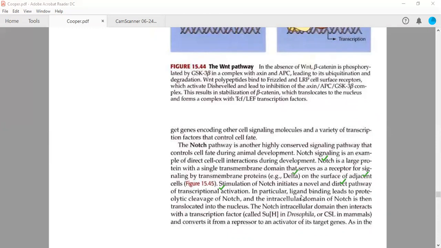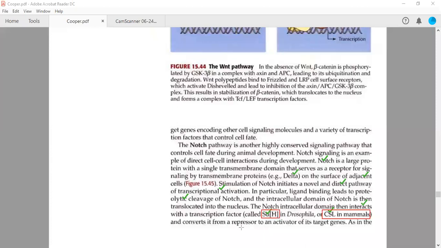So in particular, ligand binding leads to the proteolytic cleavage of Notch, and this gamma secretase is actually doing this proteolytic cleavage of the cytosolic domain of this Notch receptor. The intracellular domain of Notch is then translocated into the nucleus. The Notch intracellular domain then interacts with another transcription factor that is called SUH in Drosophila, and this is called CSL in mammals. So now you need to note this: it is called CSL in the case of mammals and SU in the case of Drosophila, SUH. So it is given here.